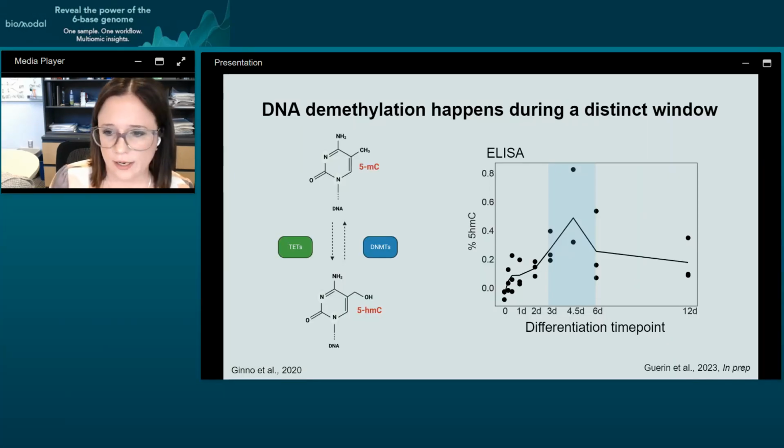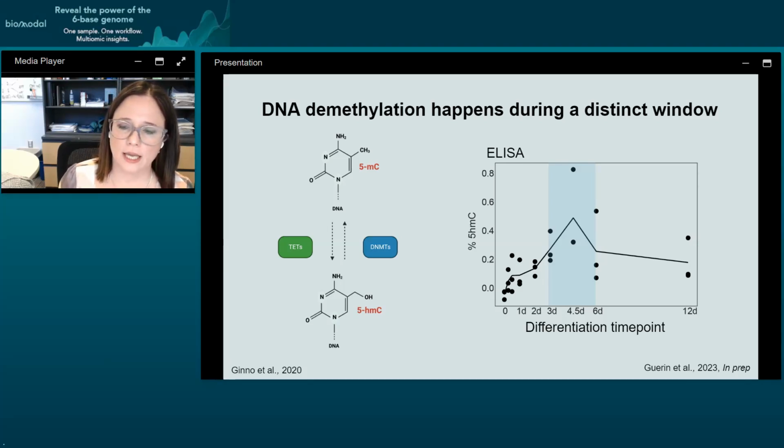So we know that there are enzymes that are responsible for methylating DNA. These are DNA methyltransferases, and there are enzymes that are responsible for demethylating DNA methylation through hydroxylation of the 5-methylcytosine. And so one of the things that we wanted to understand is how does hydroxymethylation look throughout this process?